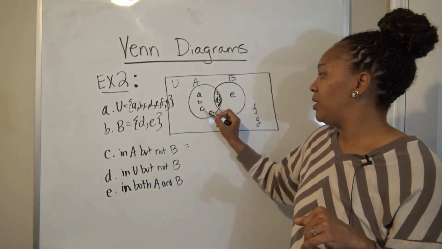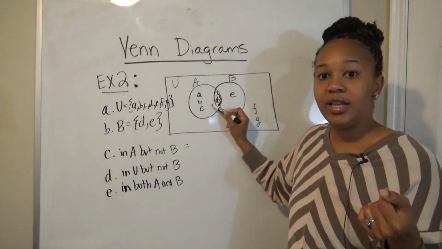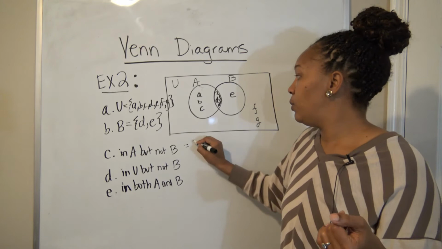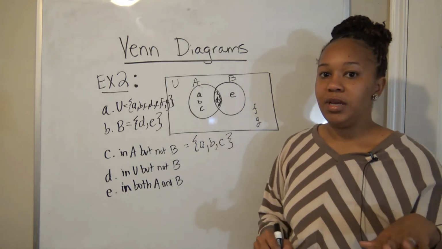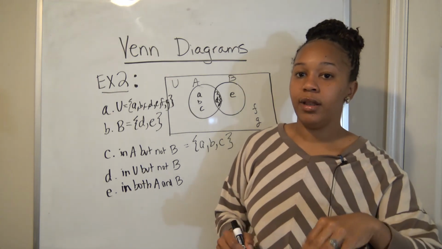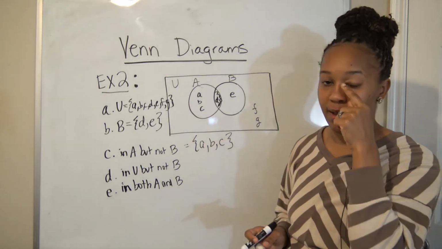So A has A, B, and C, but it also has D, but D is also in B. So we wouldn't list the D. We will only list the A, the B, and the C, because that is what A has that B doesn't have.